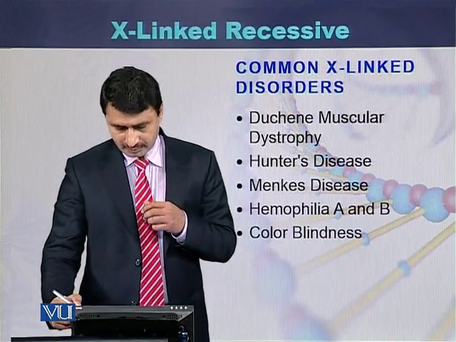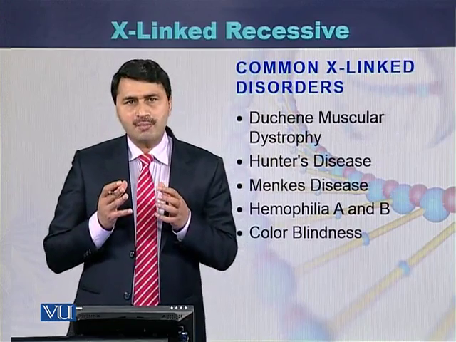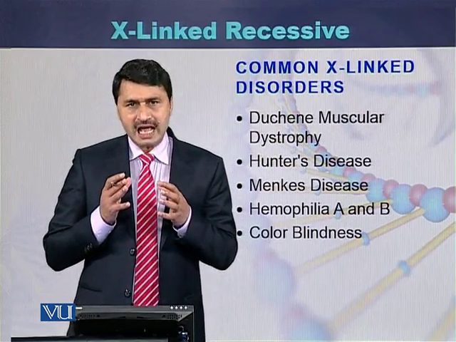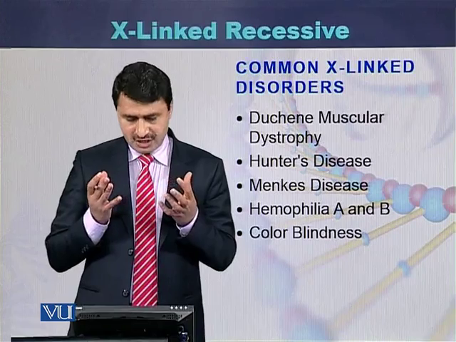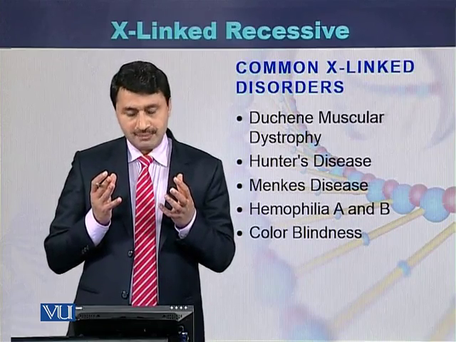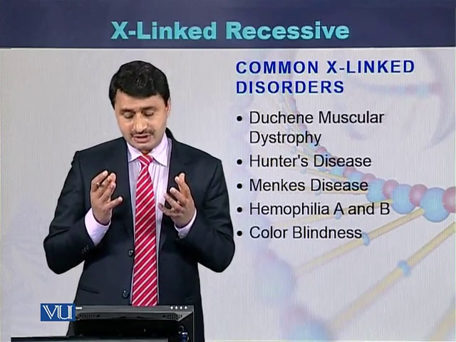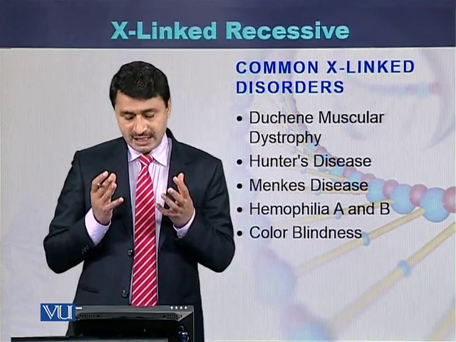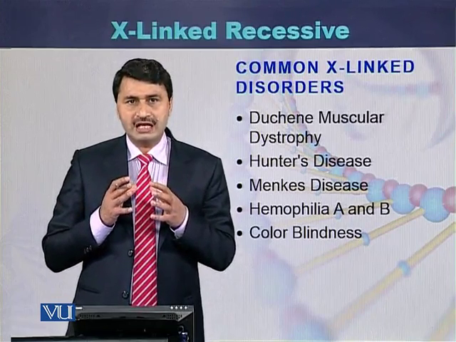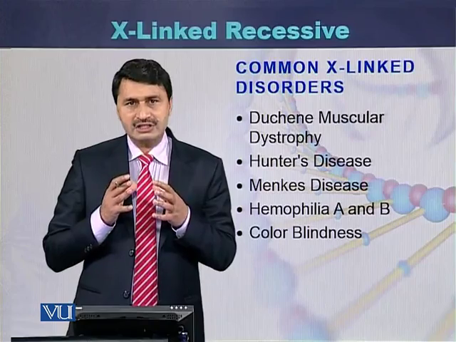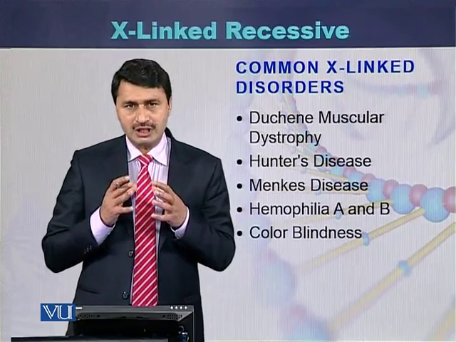Some of the most common disorders which are X-linked recessive in humans are Duchenne muscular dystrophy, Hunter disease, Menkes disease, hemophilia A and B, and color blindness. These are the most common X-linked recessive disorders which are found in humans.